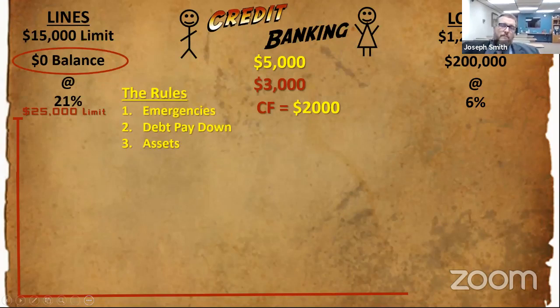And I talked about rules. We have a certain amount of rules because we don't want to go out and now spend this money and buy stuff. What is the line of credit for? Well, number one, it's for emergencies. Is there an emergency? God, I hope not. But if there is, you have the ability to take care of that in your line of credit. Number two, your line of credit when using credit banking strategies is for debt paydown. And number three, the only thing you should buy is an asset.